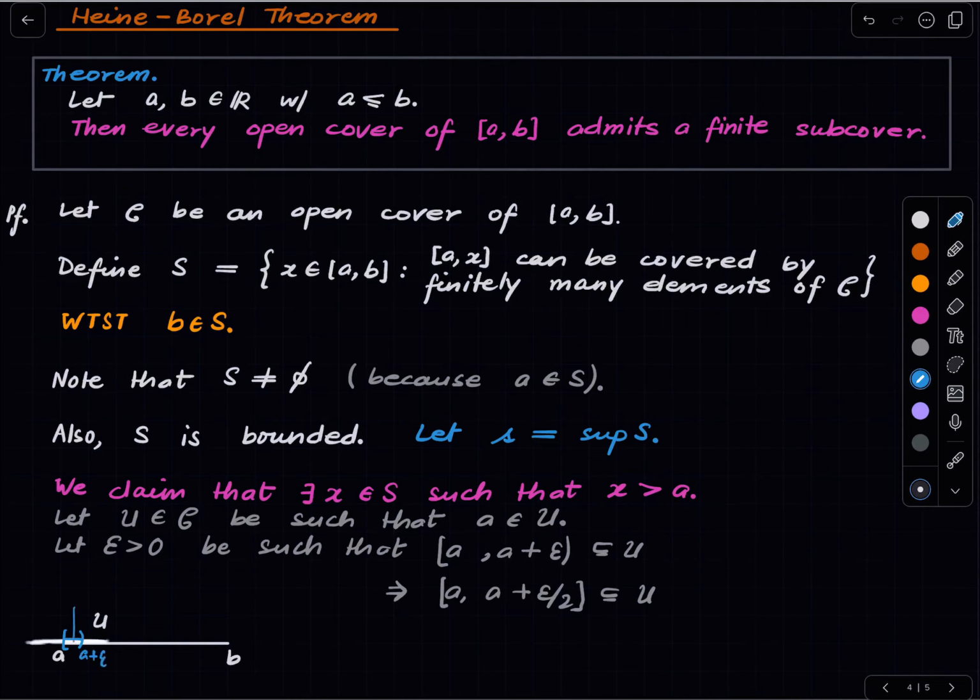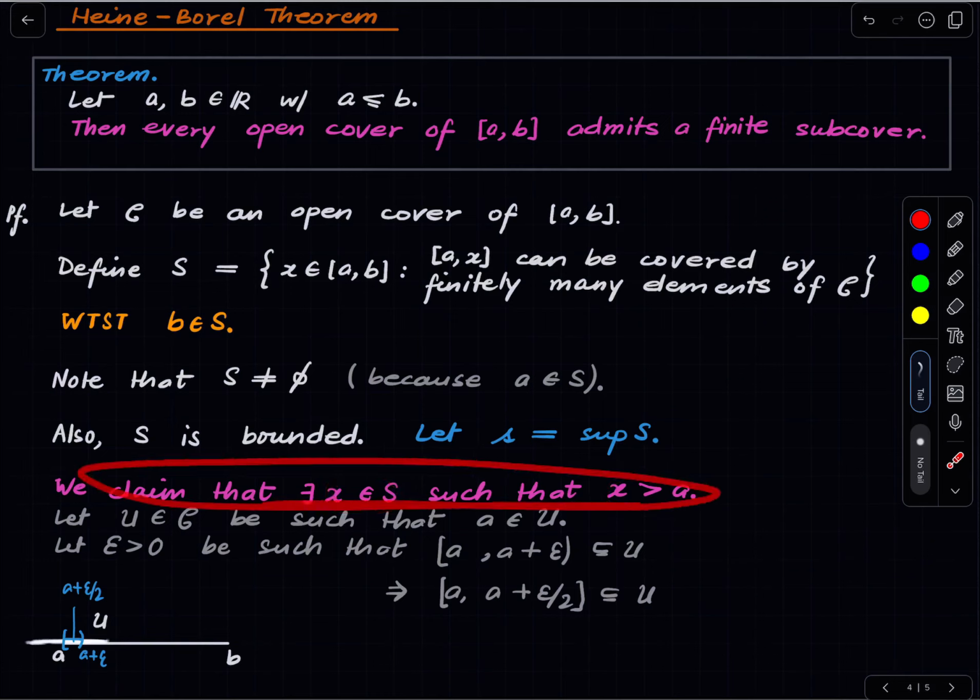But this also means that if we just look at this point, A plus epsilon by 2, this closed interval, which is A comma A plus epsilon by 2, is contained in U. So in particular, this number, A plus epsilon by 2, is an element of S. Why? Because this closed interval is contained in the union of finitely many elements of C, because it is contained in just one element of C. So that's it. This proves that there exists something in S which is strictly greater than A. This is a very simple claim.